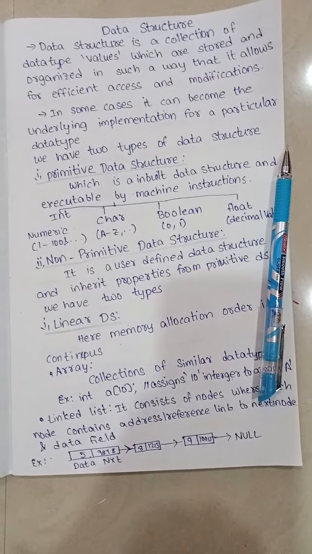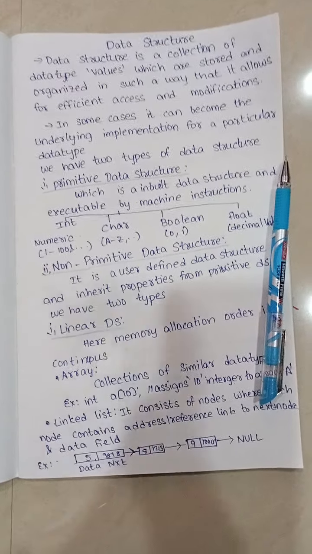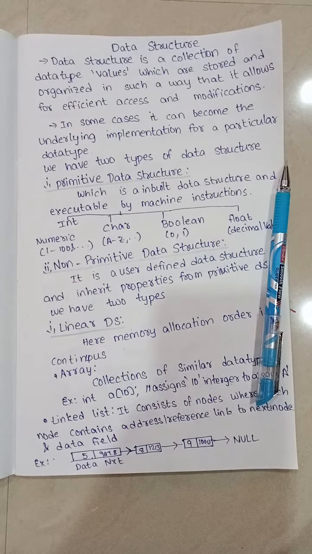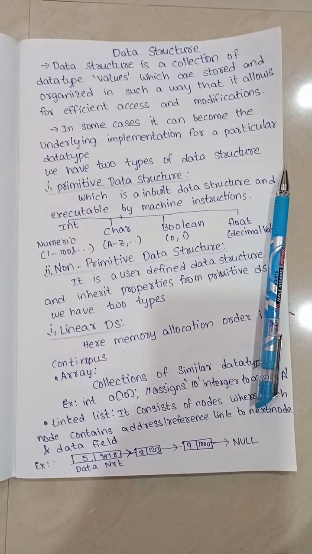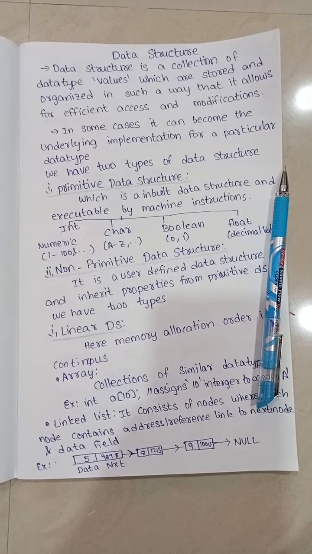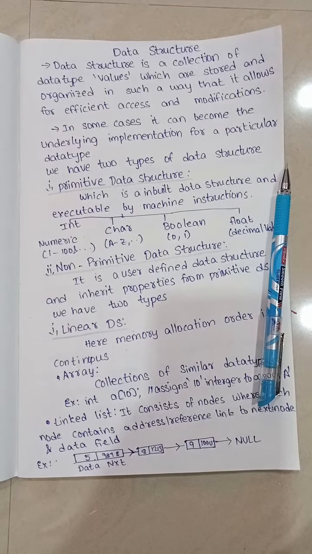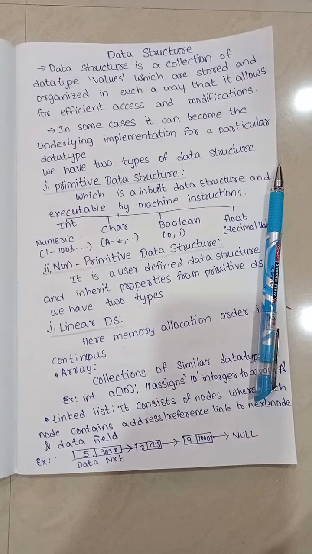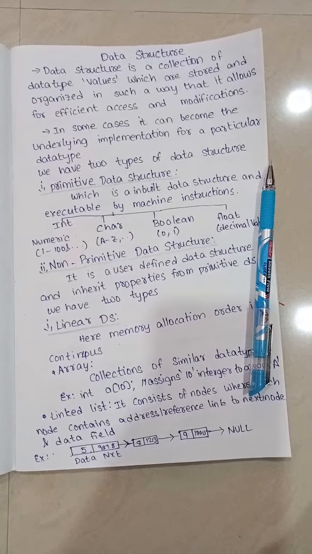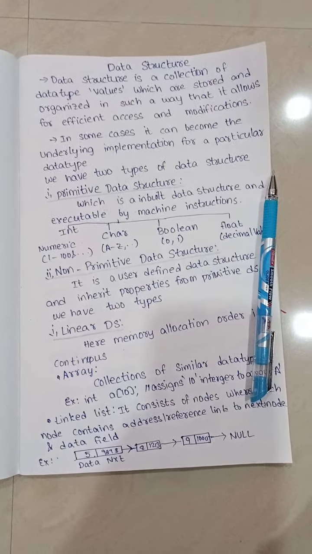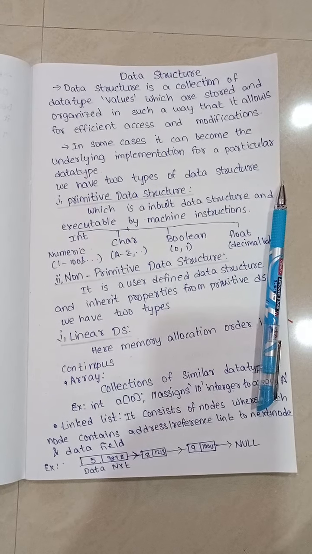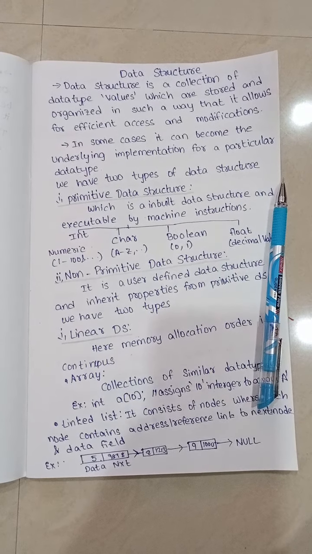Today we are going to learn about data structures. A data structure is a collection of data type values which are stored and organized in such a way that it allows for efficient access, that is reading and writing that data, and modification, that is performing alteration to that data. In some cases, it can become the underlying implementation for a particular data type.